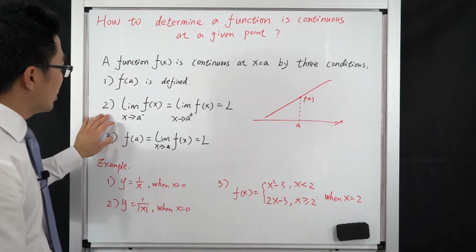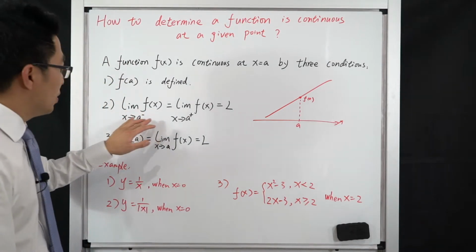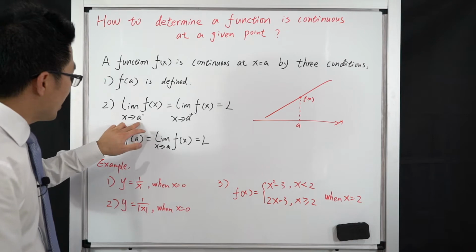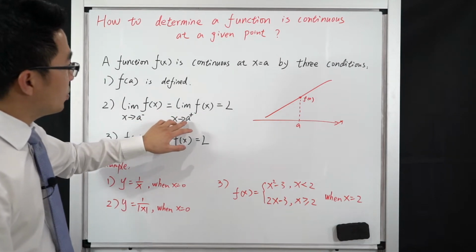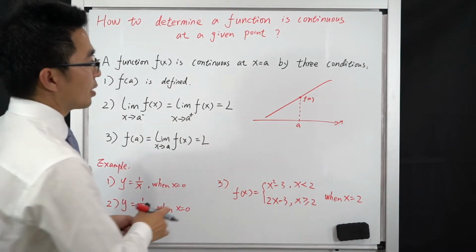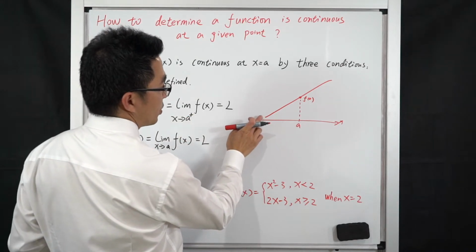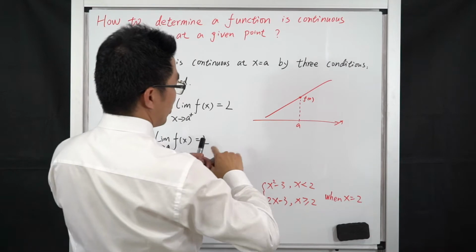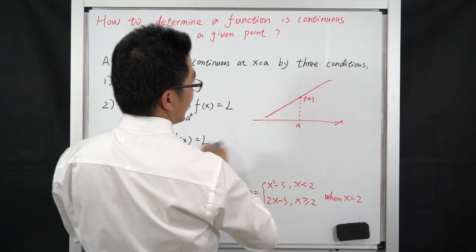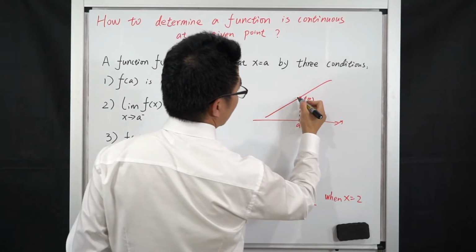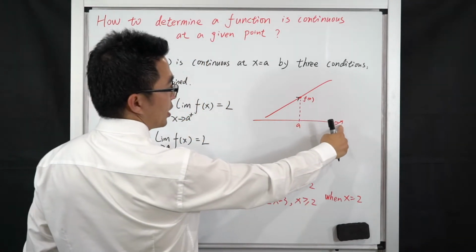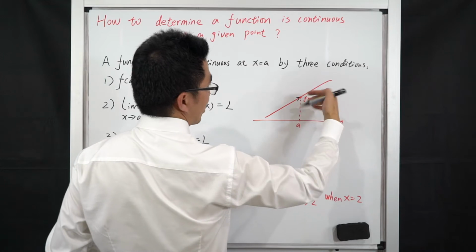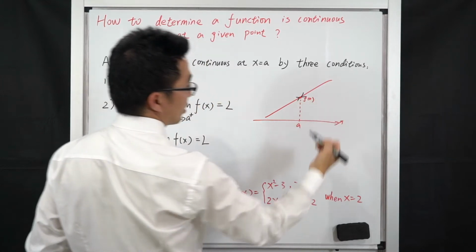And the second condition is the limit of the function for x approaching a from the negative side equal to the limit of the function when x approaches a from the positive side. The x is approaching a from the negative side, equal to the limit of the function when x approaches a from the positive side. So here's the positive side.